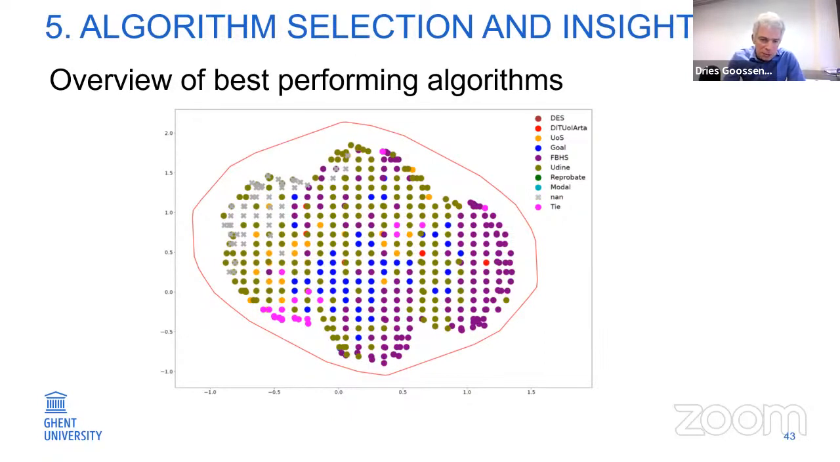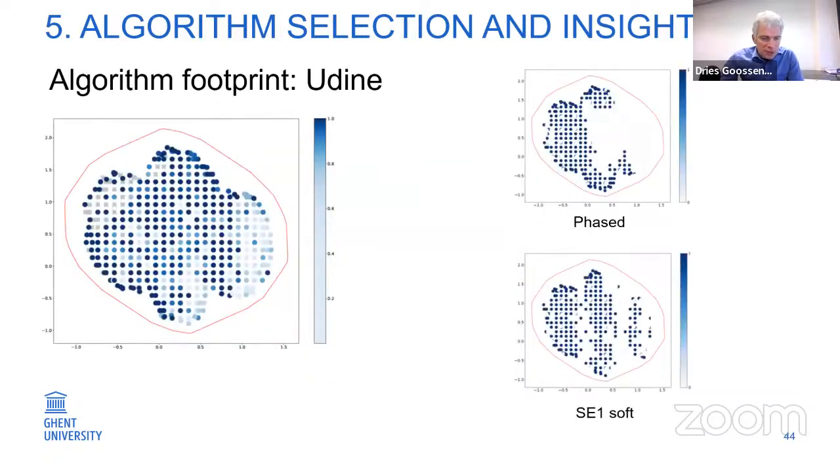Now, this is a general overview, but you can, of course, create this kind of footprint for every algorithm separately, which is what we have done here. So on the left, you can see the algorithm footprint of the Udine solver. The darker blue, the better they perform. Again, the gray crosses are where they didn't find a feasible solution, and the light blue is where they did not get a very good solution relative to the other algorithms in the portfolio. So you can see that Udine actually does very well, and almost everywhere they come up with good solutions.